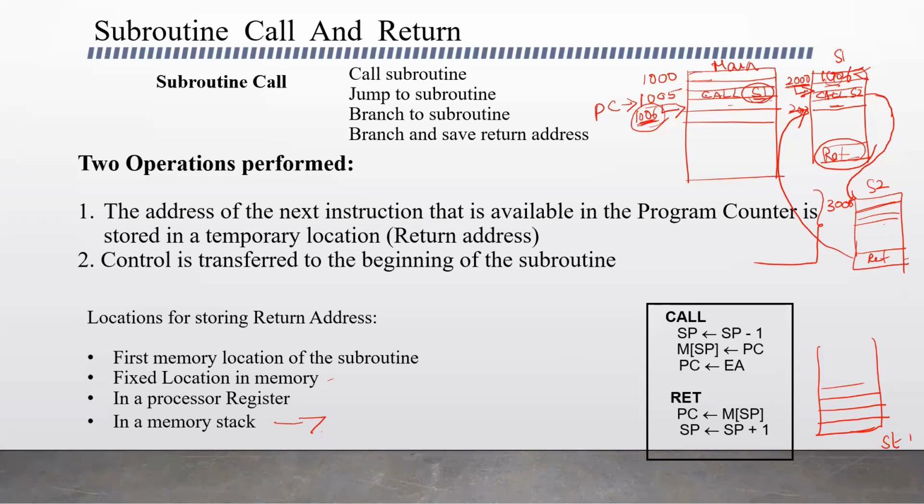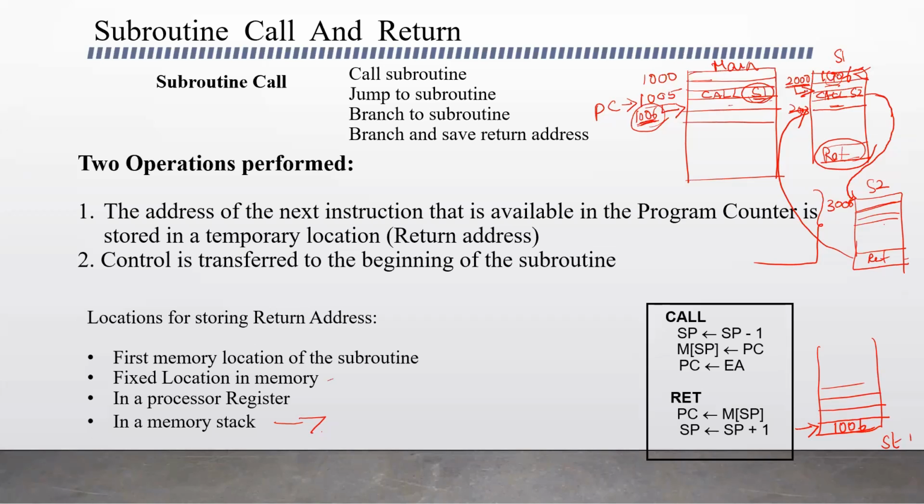Here, when the main program calls S1, what is the return address? It is 1006. It is stored in the first location in the stack. The stack pointer will be pointing to this, and the control moves to location 2000 to execute S1.